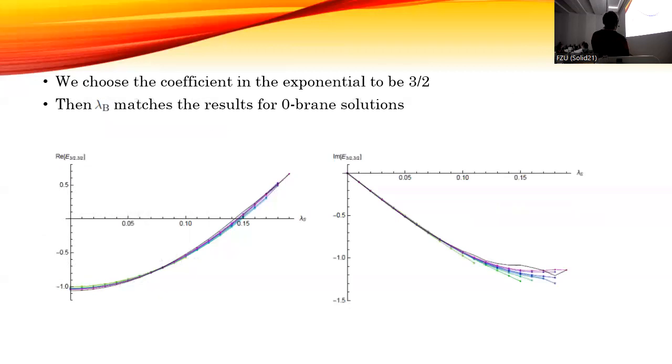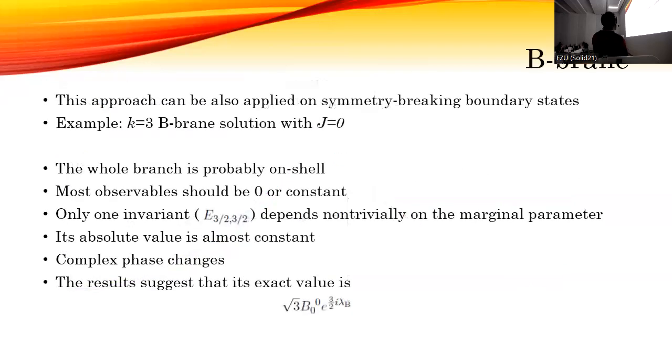Here I have some plots of the real and imaginary part of this invariant. Once again, we find that its absolute value is almost constant, but its complex phase changes. So we can guess that it behaves similarly to the other D-branes: we have some absolute value and then a complex phase.